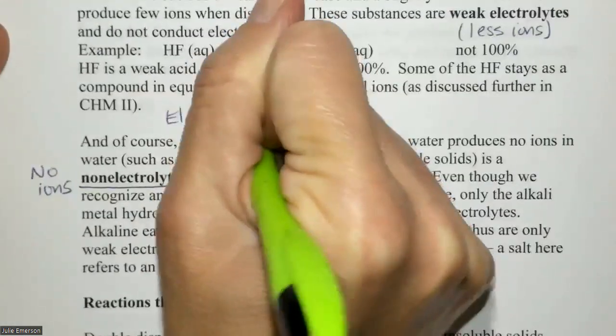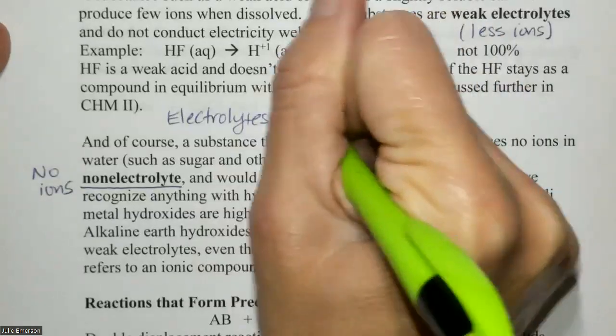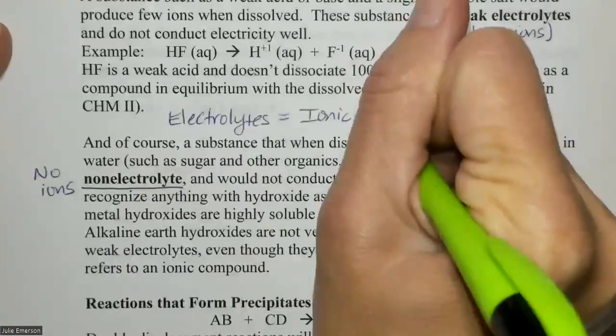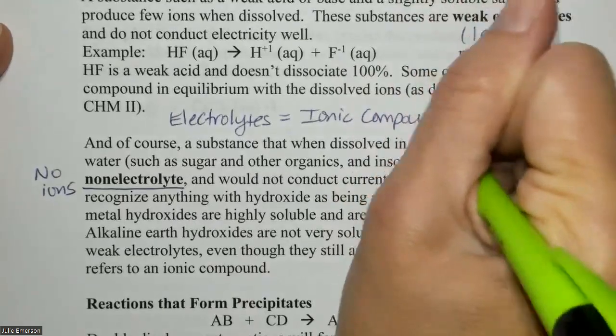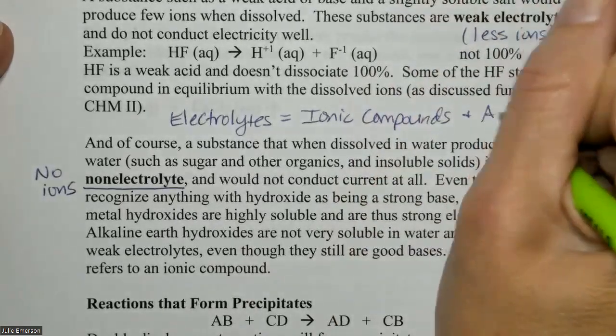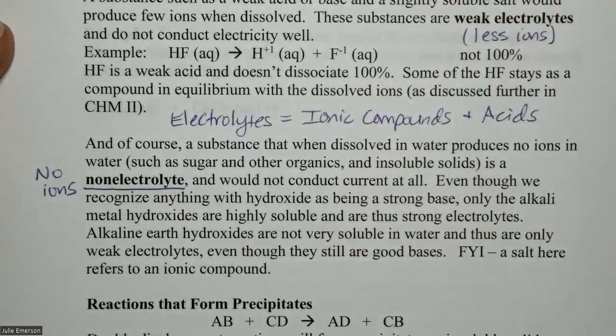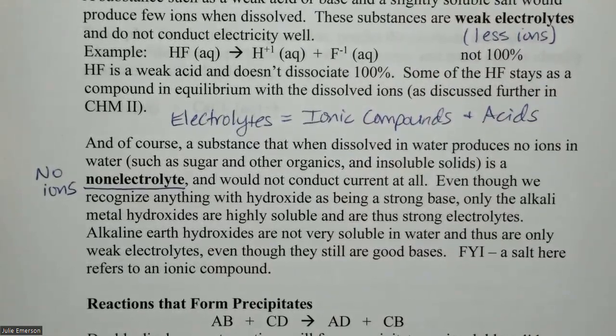For electrolytes, the compounds you're going to look for are ionic compounds and acids. Those are the two that you look for. Because remember, when we were doing nomenclature, we talked about how acids were also ionic compounds. They were just special ionic compounds because they always had H as a cation.